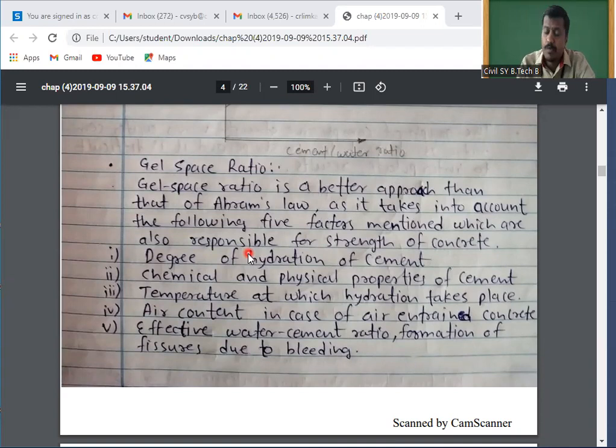Okay, again, this point also we need to consider: air content in case of air entraining agents, and effective water to cement ratio. All these make an impact on your gel space ratio, which is one of the factors that we need to consider as far as your strength is concerned. Okay, understood what is gel space ratio?